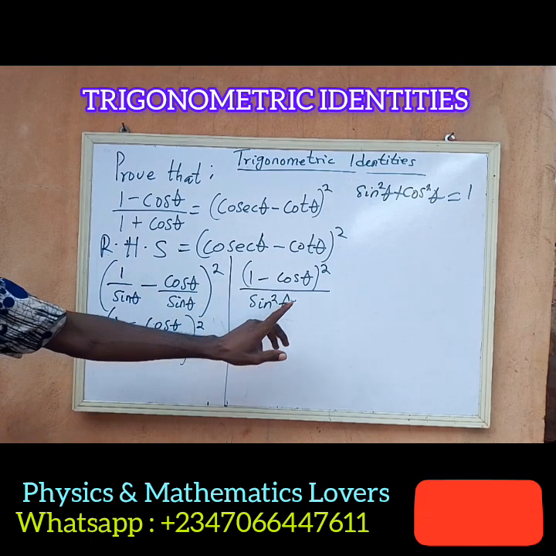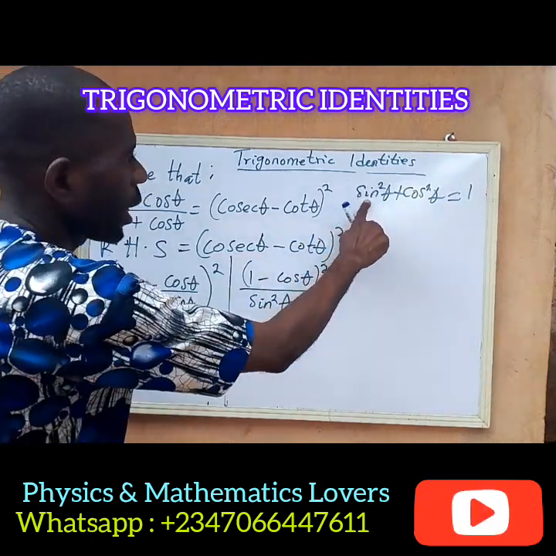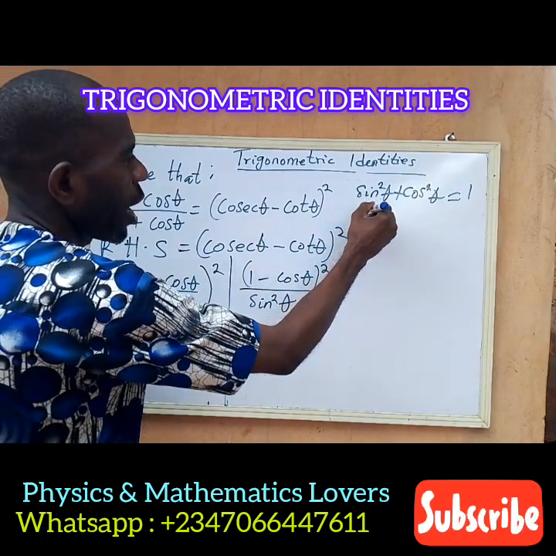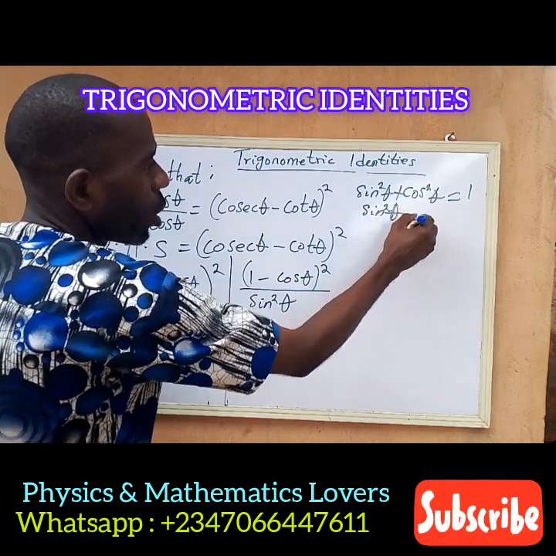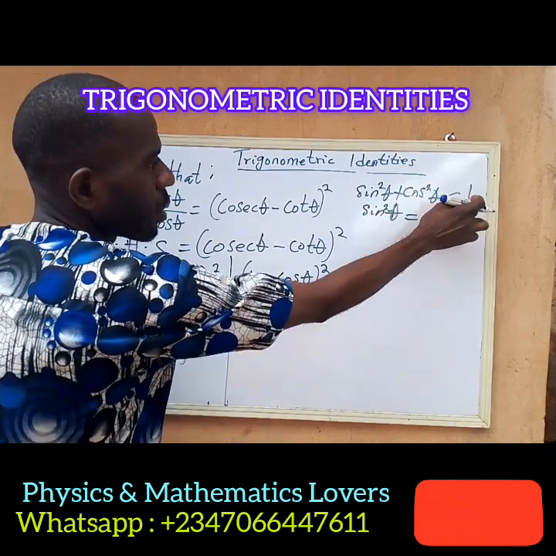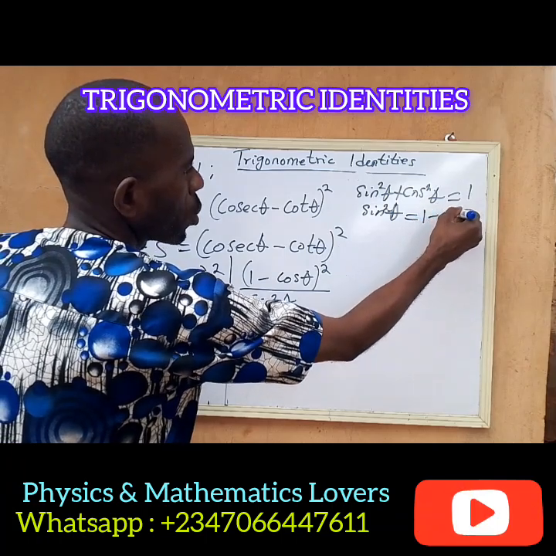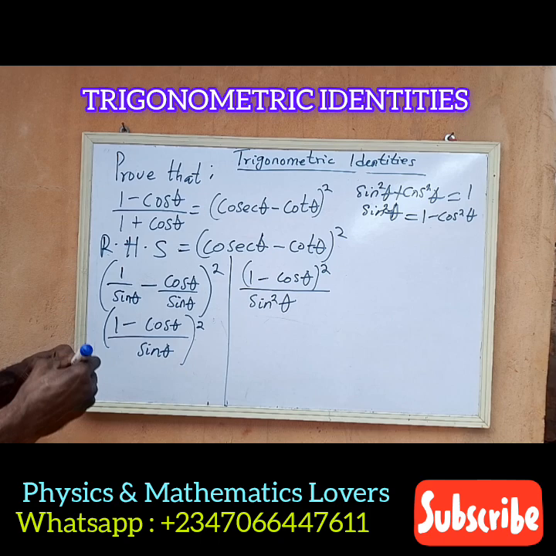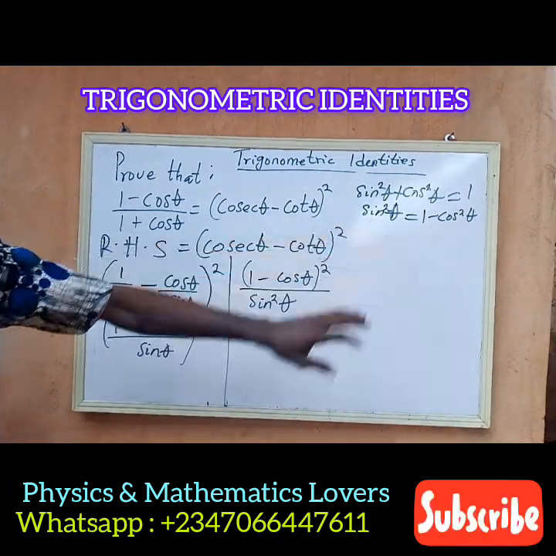Now look at it. Let's make sine square theta the subject of the formula. I'm going to have sine square theta equal to, taking this one to the other side of the equation, 1 minus cos square theta. So we have 1 minus cos square theta for sine square theta.